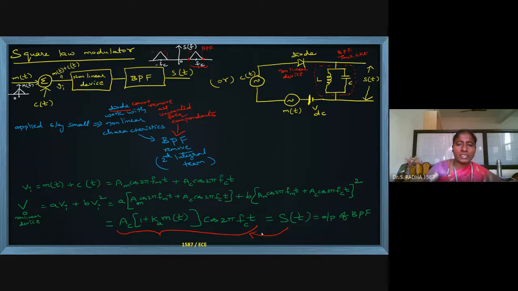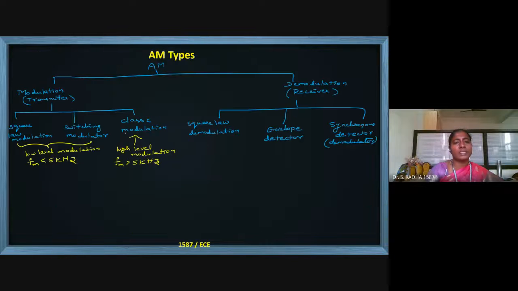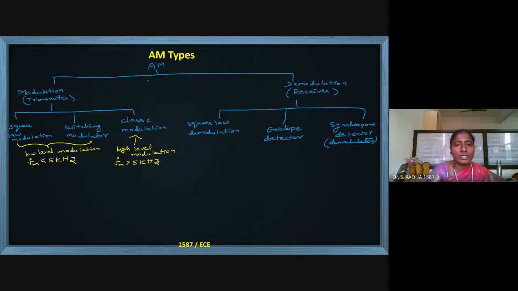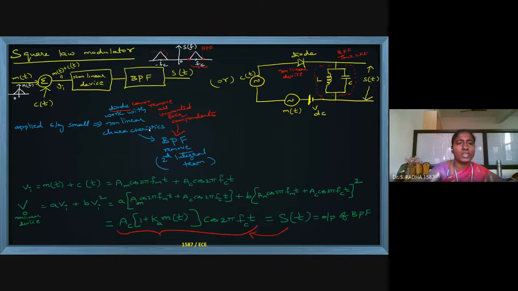Okay. Next, the second method is the switching modulator. The third one is the class C collector modulation technique. A class C amplifier is used in that, so I have directly written collector modulation technique. Now I will go to the methods in demodulation. The square law modulation is very, very important. Now coming to the demodulation technique, the square law demodulator.